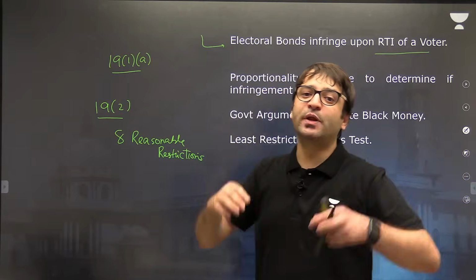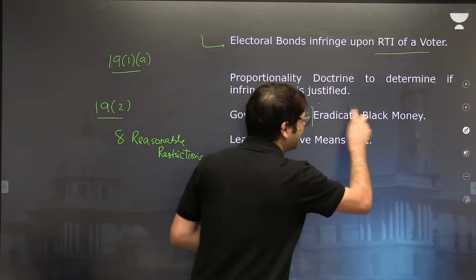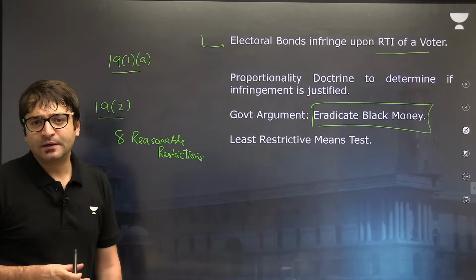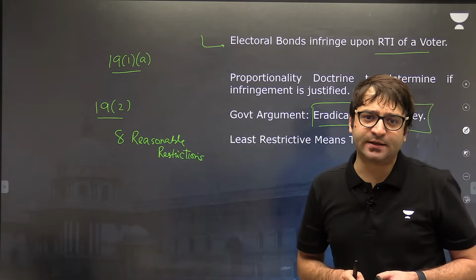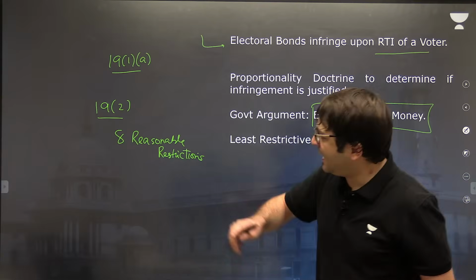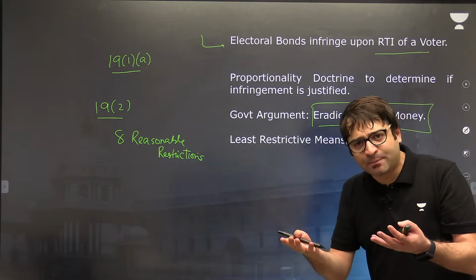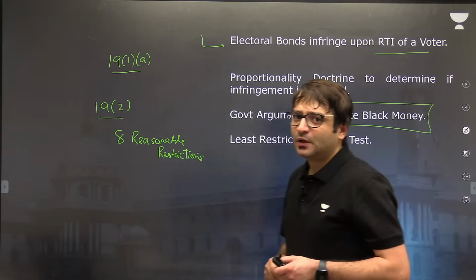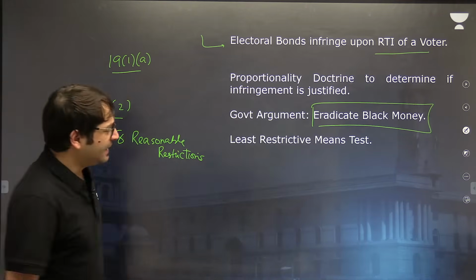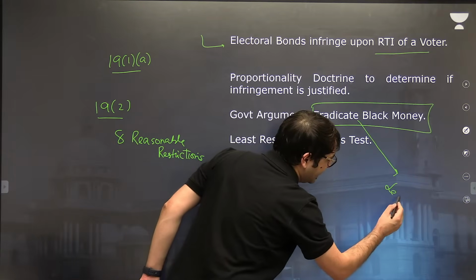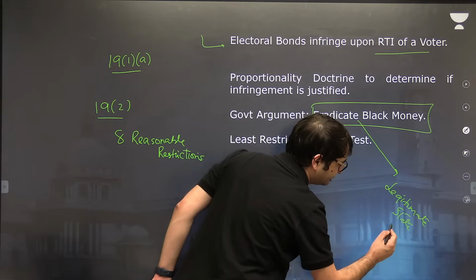The government said, but dear Supreme Court, we are implementing the electoral bond scheme primarily to curb and eradicate black money. The Supreme Court said, is black money one of the 8 reasonable restrictions under Article 19, Clause 2? Can your right to know be restricted on the grounds that you want to eradicate black money? It's not there. The court said, let's assume for a while that eradicating black money is a legitimate state interest.